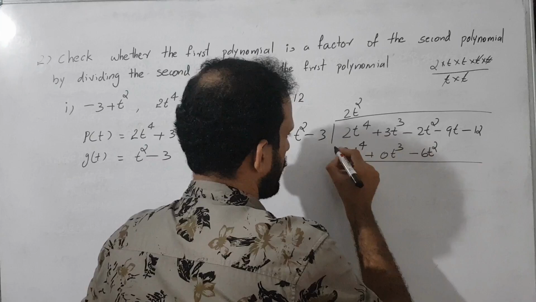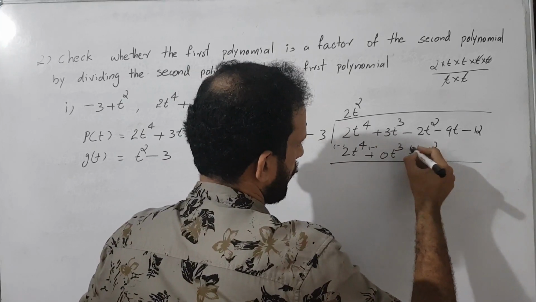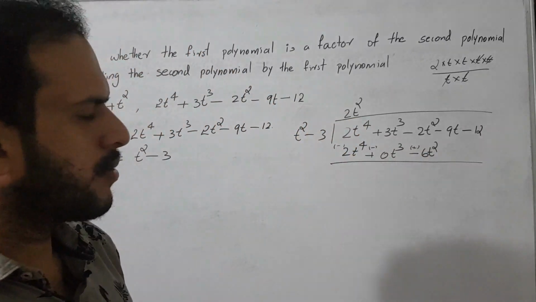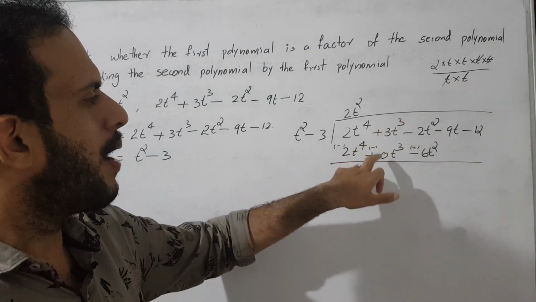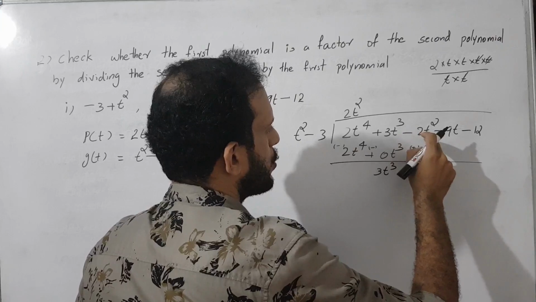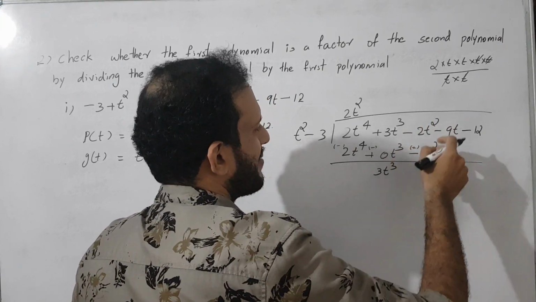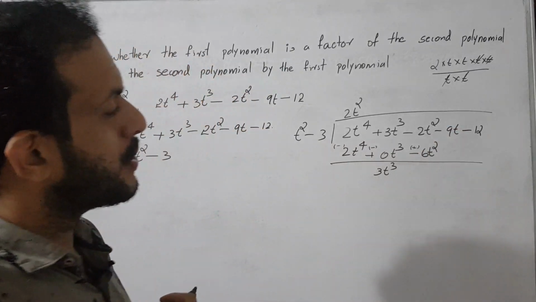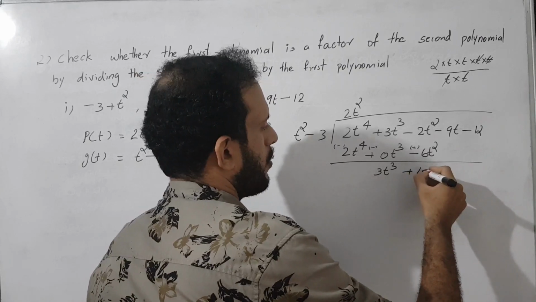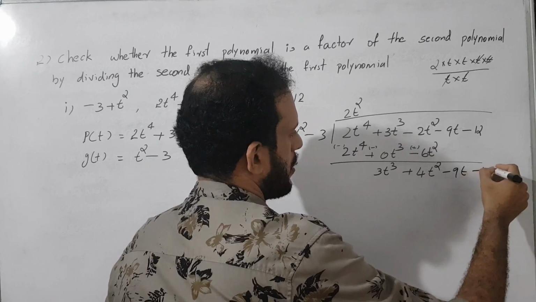Then next change the sign, minus minus plus. Then 2t raised to 4 minus 2t raised to 4, 0. 3t cube minus 0t cube, that is 3t cube. Minus 2t square plus 6t square is plus 4t square, minus 9t minus 12.